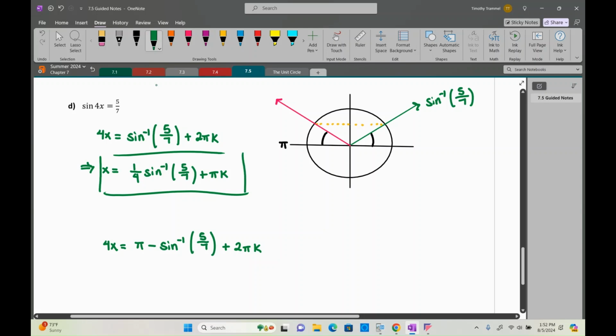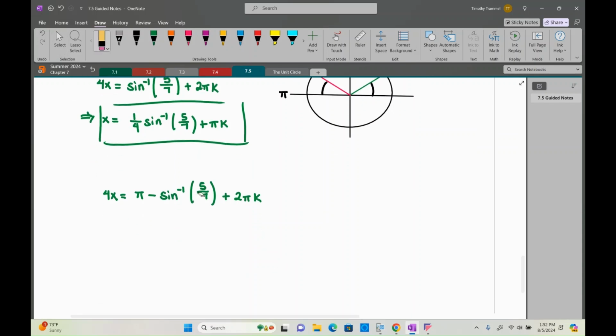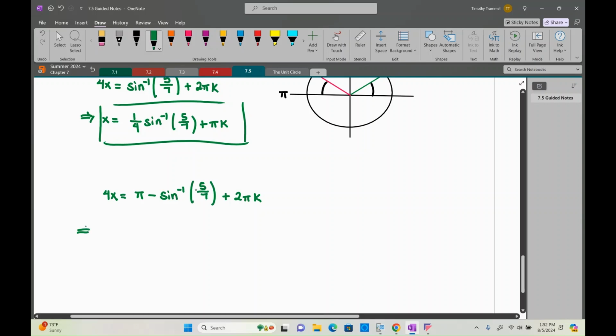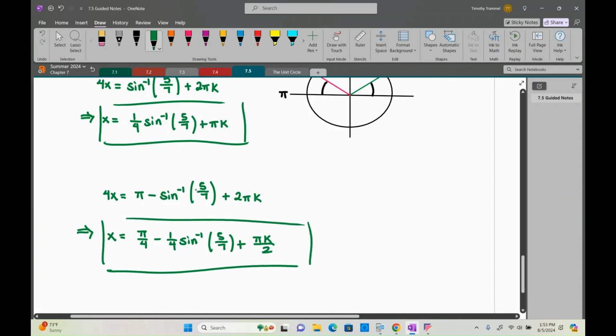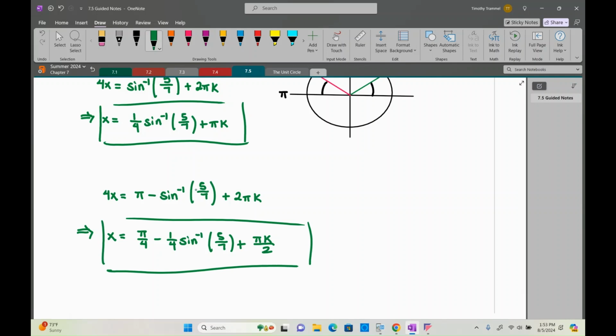Okay. And we're going to have a second set. We still need to divide this one over here by 4. Let's go ahead and do that. We get x is equal to pi over 4 minus 1/4 sine inverse of 5/7 plus pi k over 2. Okay. Again, dividing both sides of the equation by 2. Okay. So these two lists will give us all the solutions.